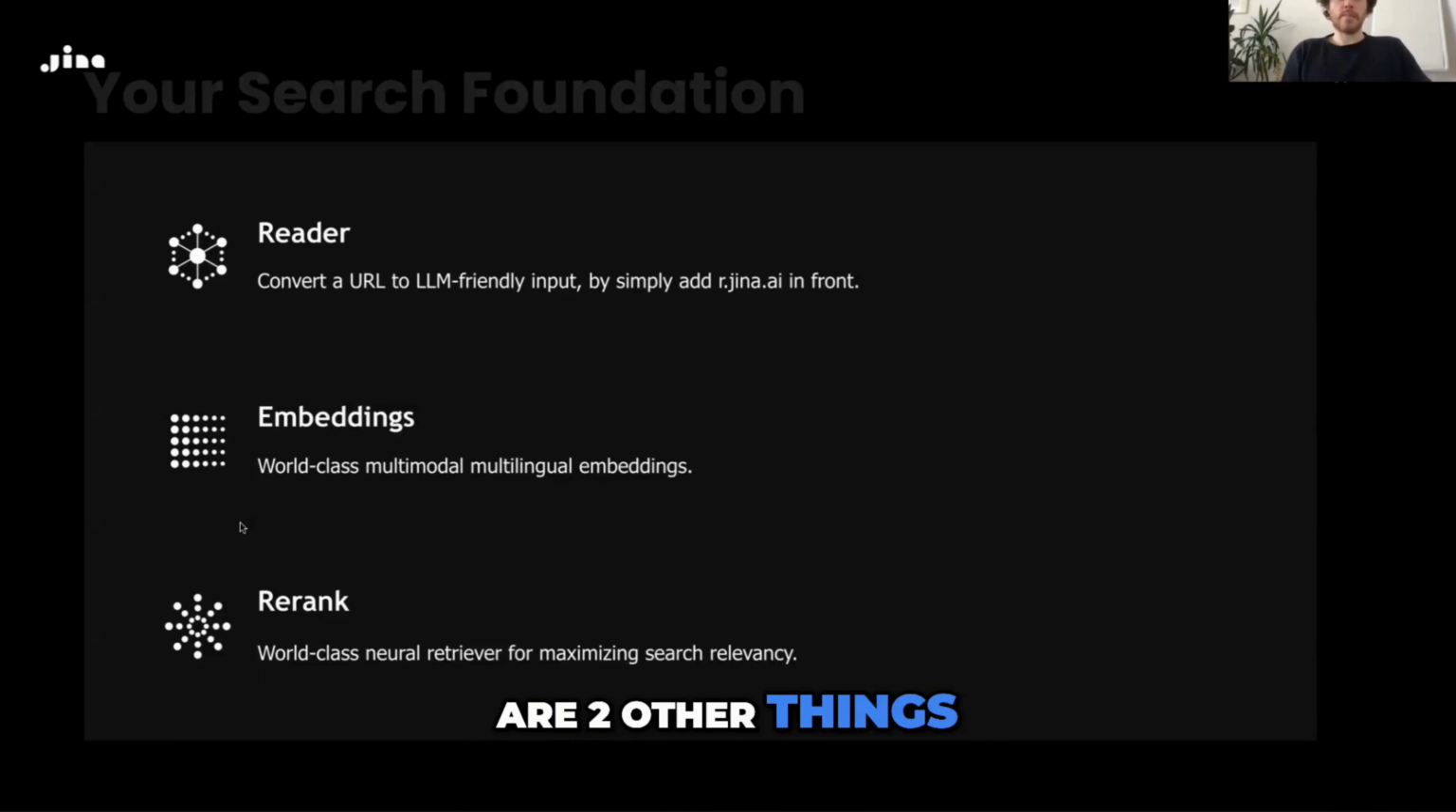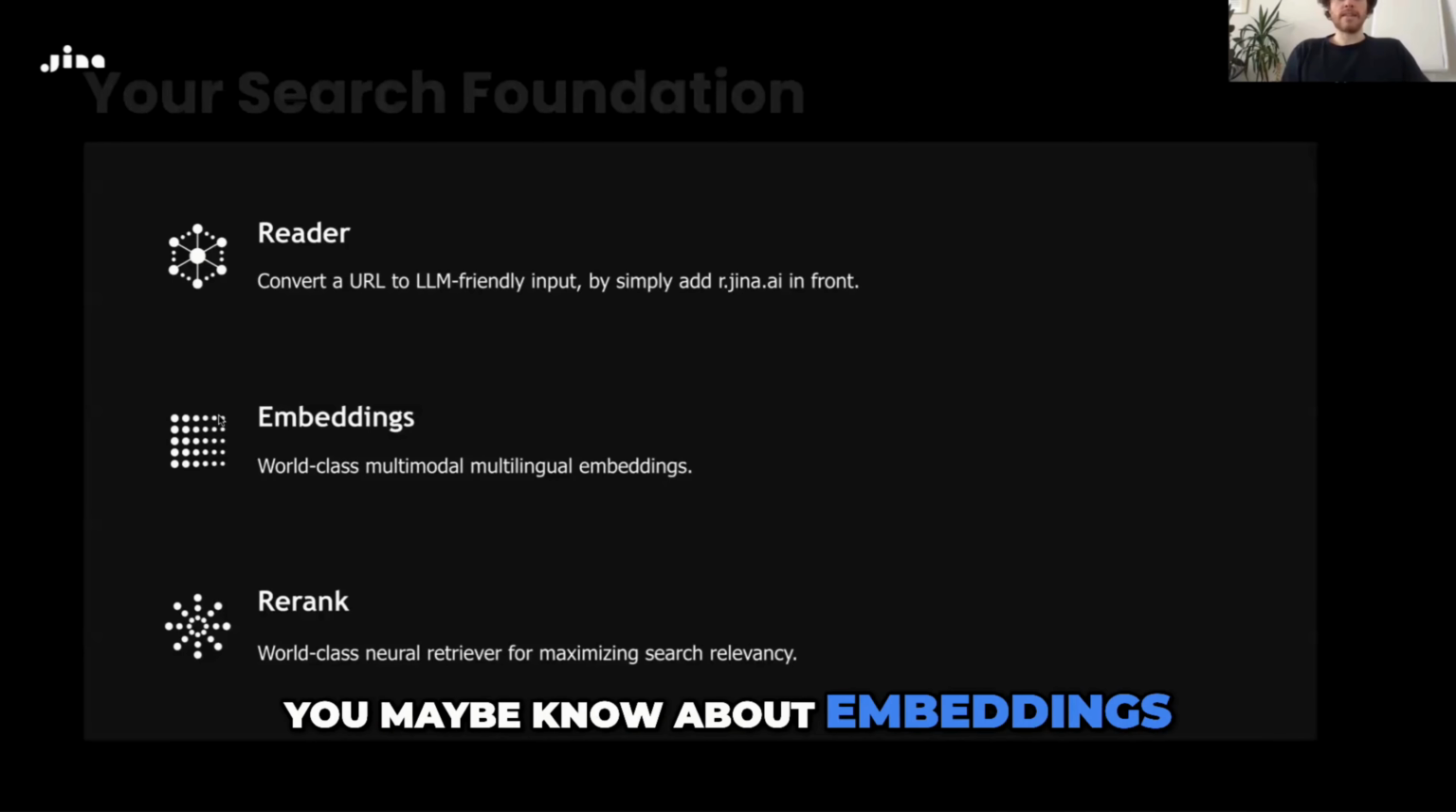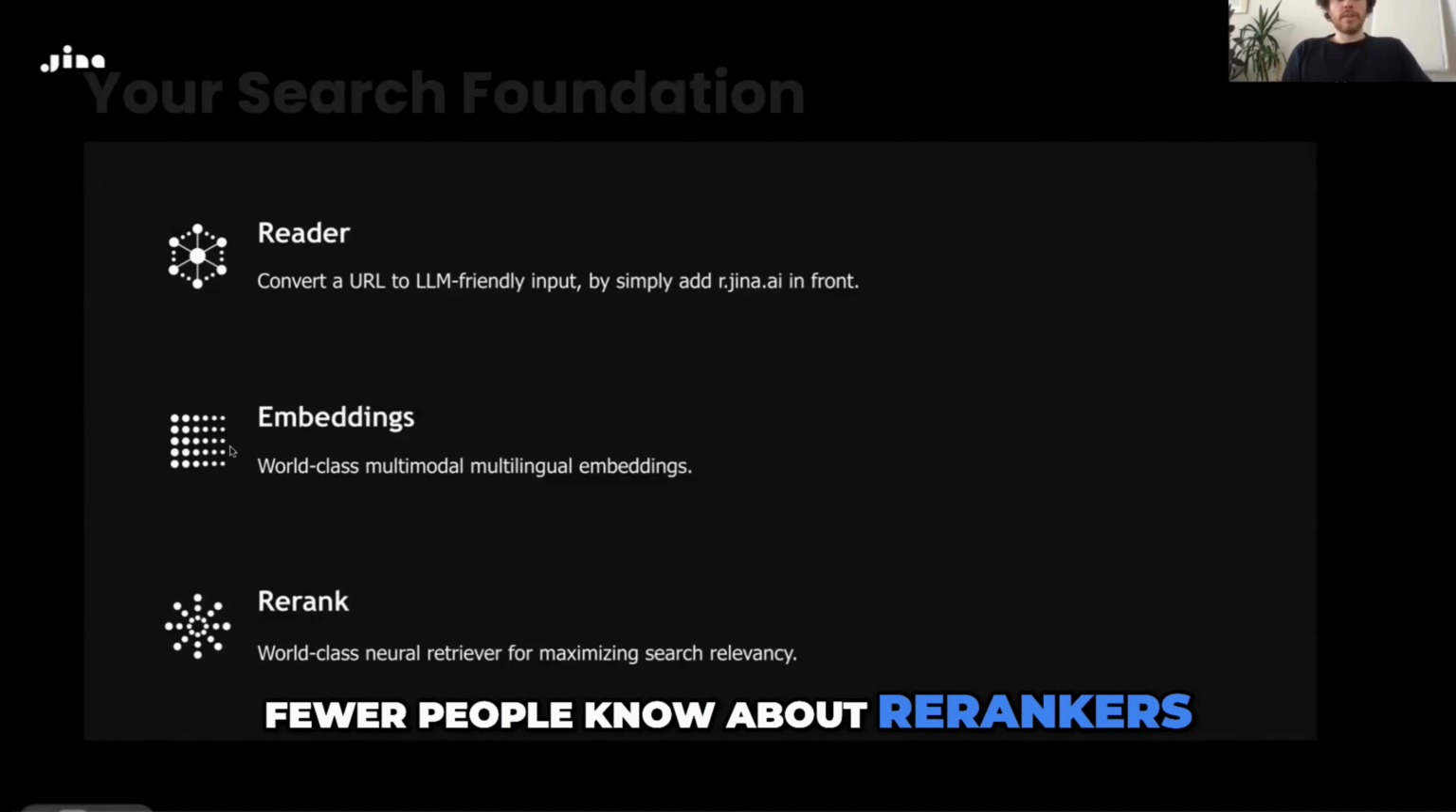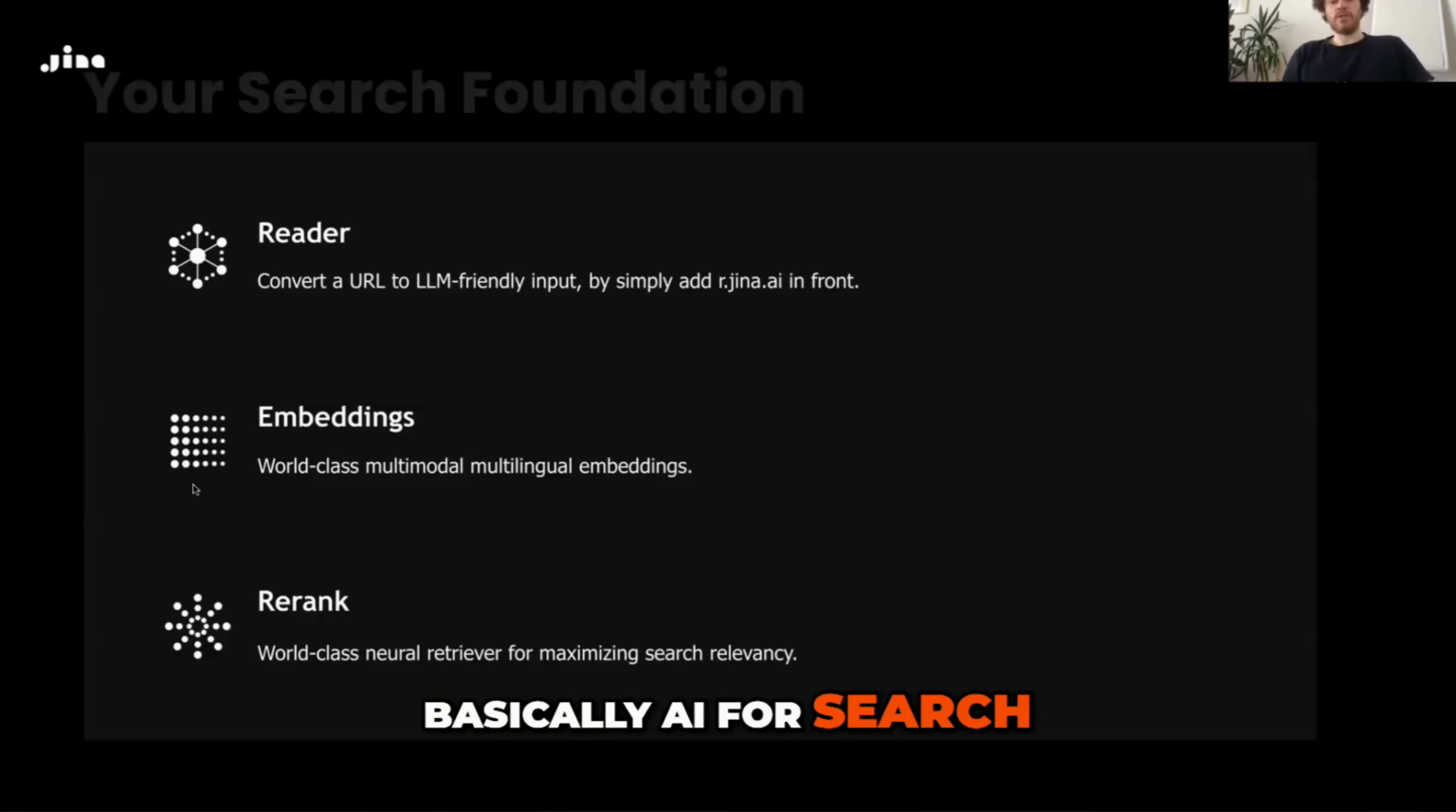And then there are two other things, embeddings and Rerankers. You maybe know about embeddings. Fewer people know about Rerankers. This is basically AI for search. Not large language models, but models that are trained to perform really well on a search task.